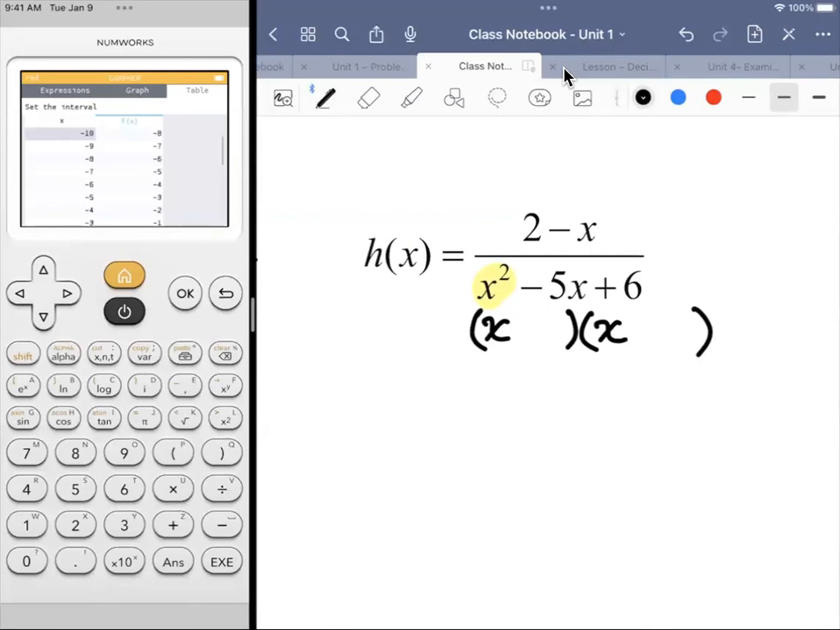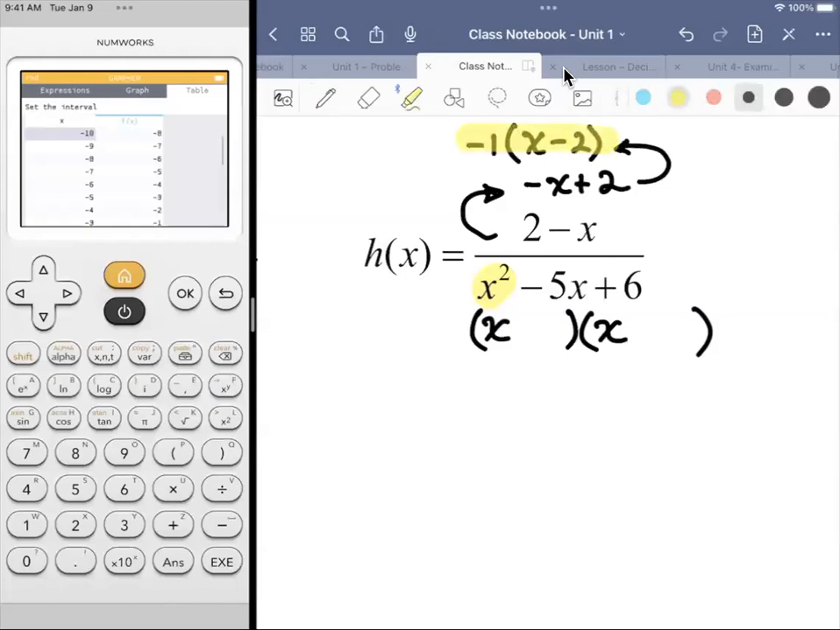The thing is, I don't really love the way the top is represented. So this I would prefer to write as -x plus 2, switch the order. But I don't like having a negative leading coefficient. So I'm going to factor out a -1, and that's going to give me an x minus 2. So this is what I would look at as my set of factors for the top.